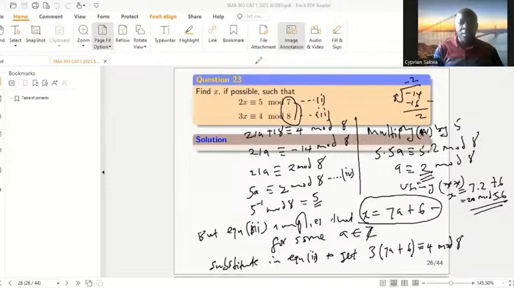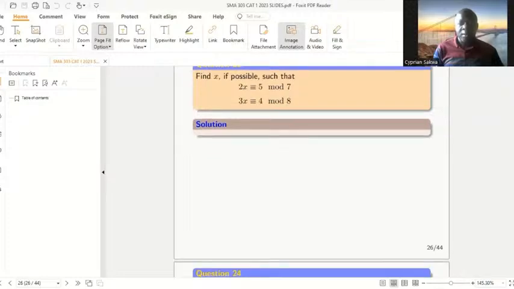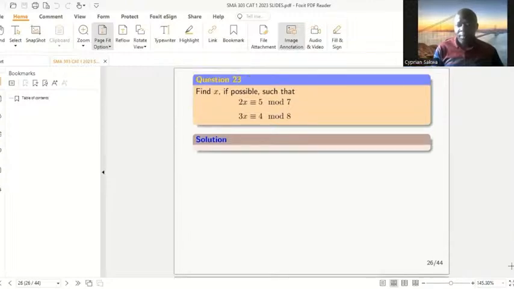That's how you do it. I want to take another example just to see whether I can use it.